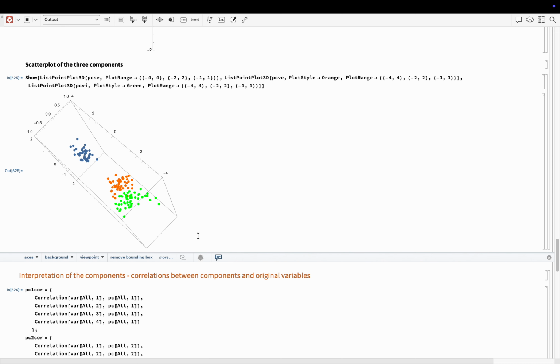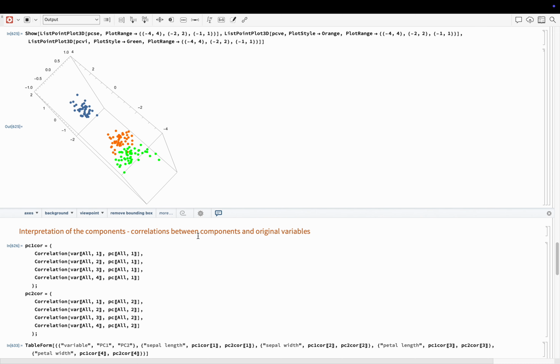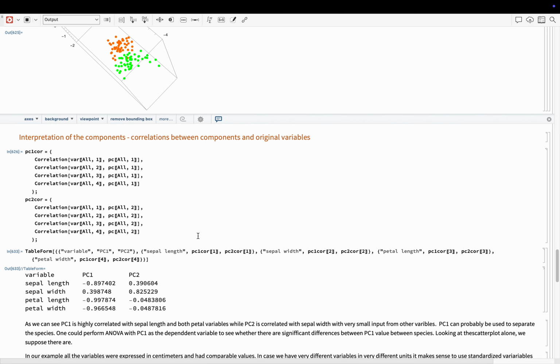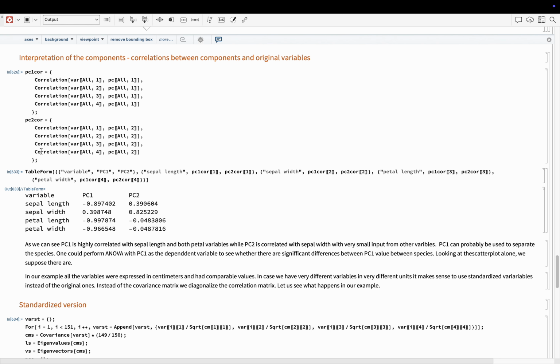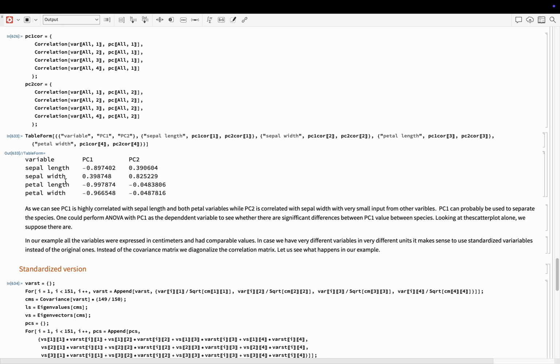What is the interpretation of our principal components? To try to interpret them somehow, we calculate correlations of each component with the original variables. And here we have the table.